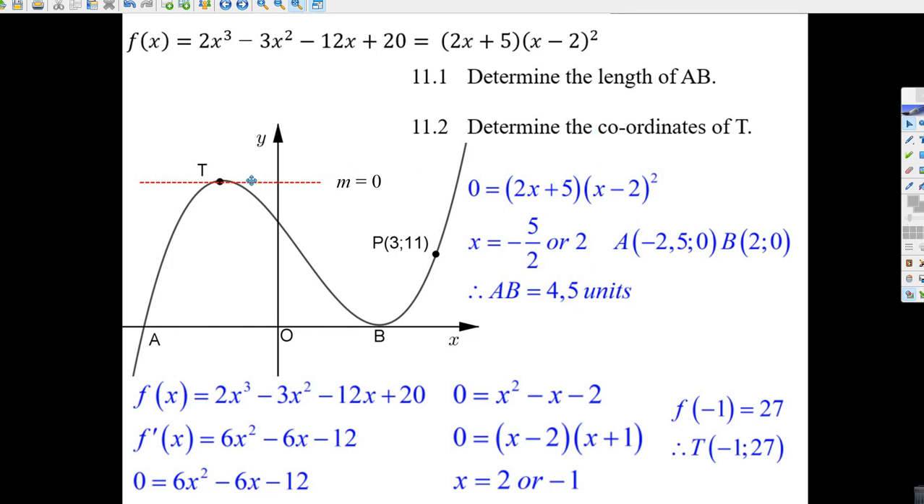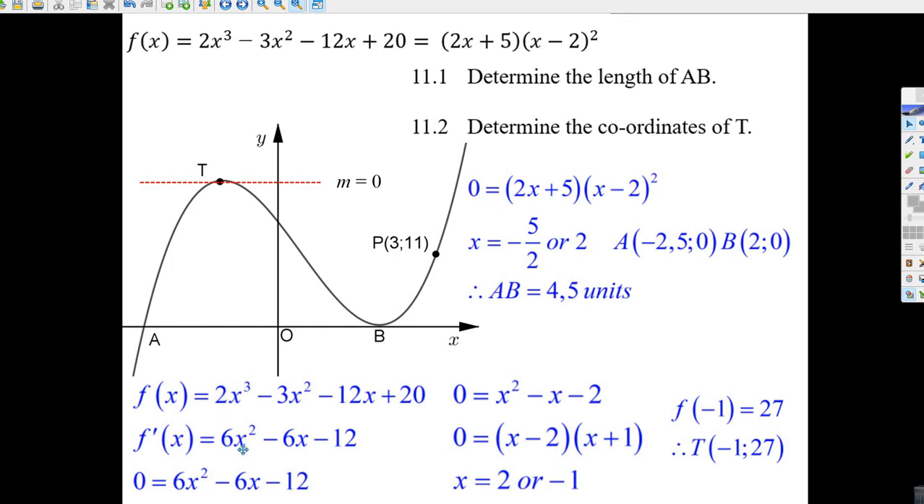Okay, determine the coordinates of T. Well, you have to know that T is a stationary or turning point. I think they might describe it in the question. What does that mean? It means that it's flat up there. If I had a tangent line, a ruler, and I put it on the curve, it'd be flat right there. We call that a turning point or stationary point, and the gradient's 0. So all we do is we take the derivative. That's the equation for finding gradients.